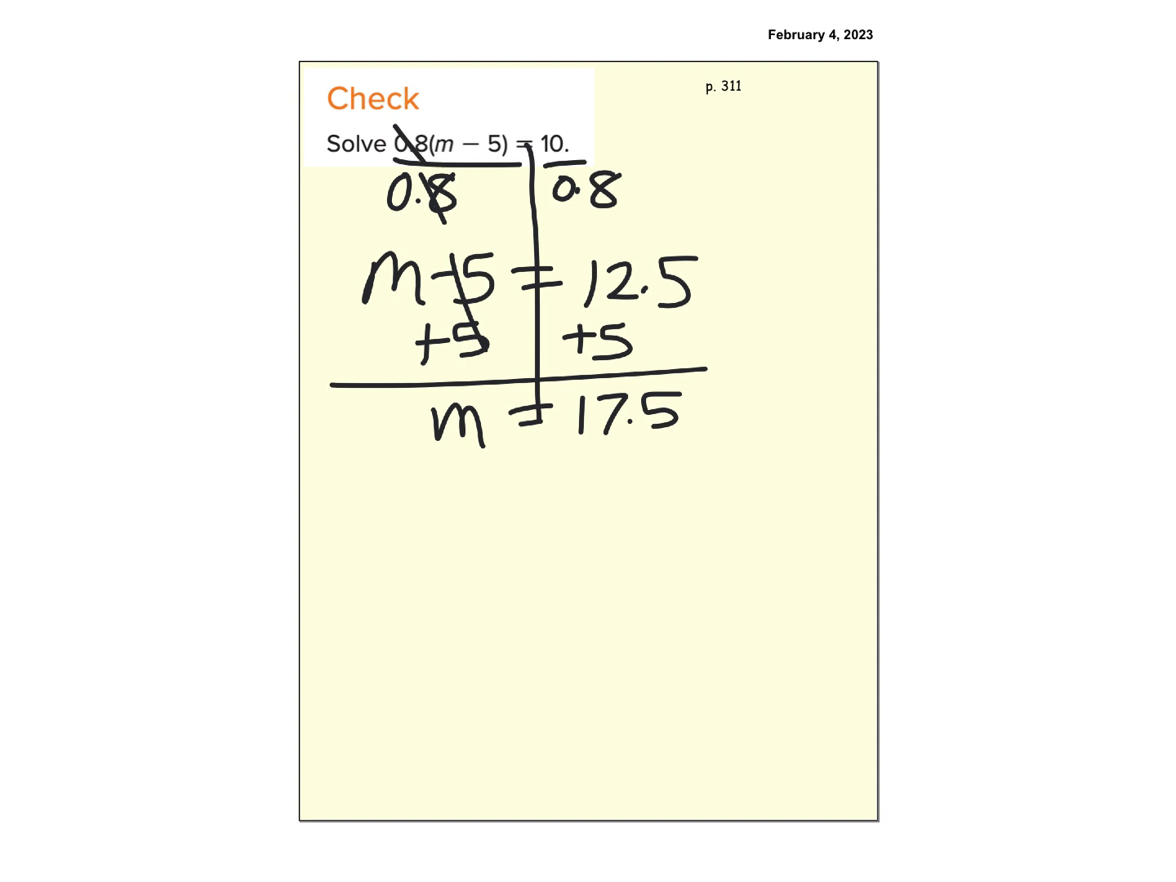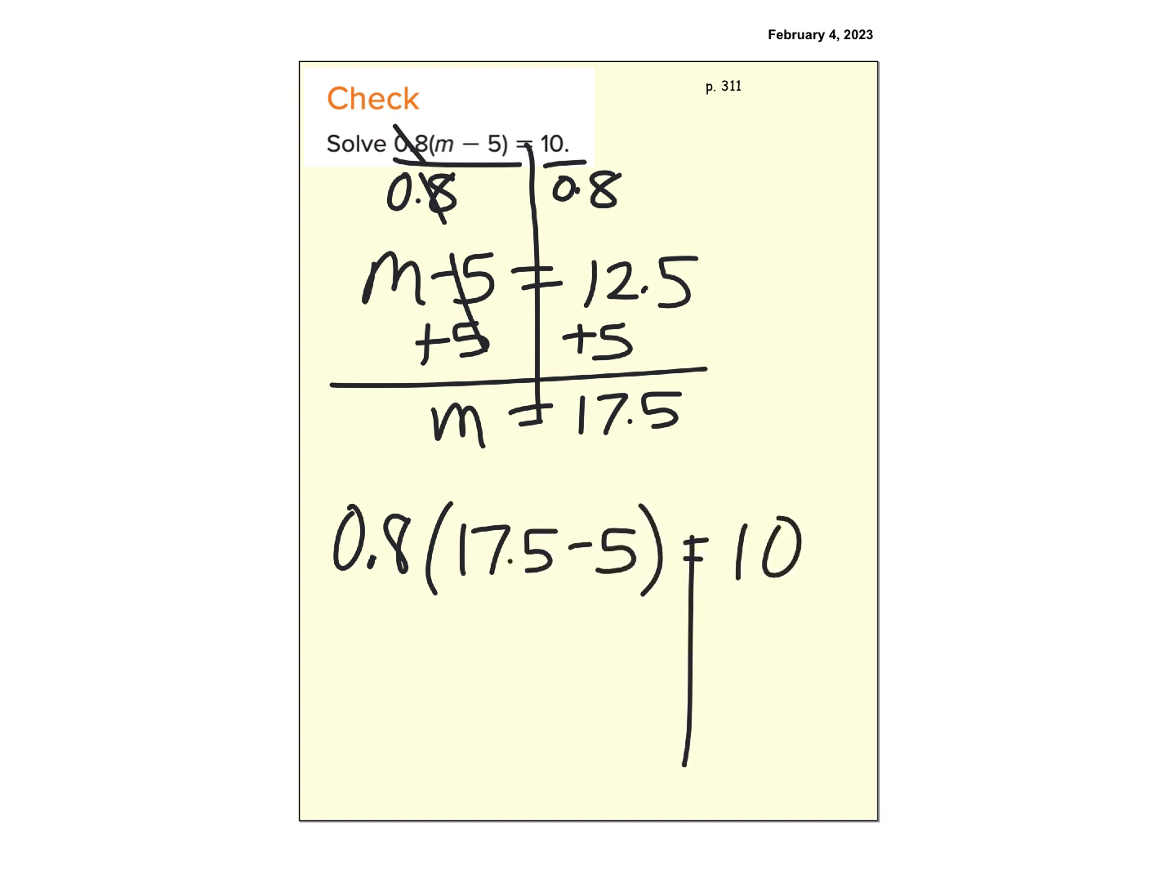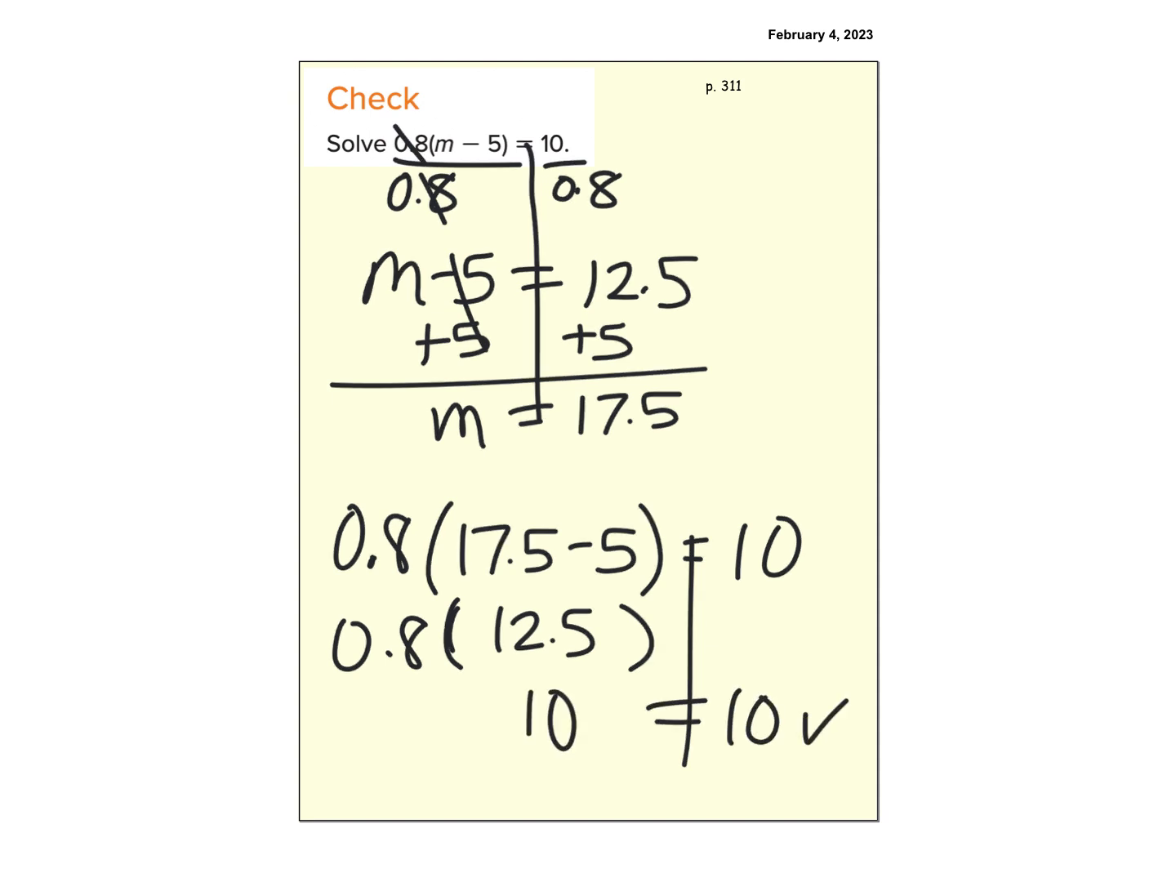Okay, now let's do a check. So to do a check with a decimal problem, I'm going to write 17.5 in parentheses instead of an m. I got 0.8 times 17.5 minus 5 equals 10. Okay, now I'm just going to solve this. So inside the parentheses, 17.5 take away 5 is 12.5. And then it says times 0.8. So then again, I have to do this on my calculator. 12.5 times 0.8. Oopsie, I did that wrong. And I end up with 10, so I get 10 equals 10. I know I did it correctly. So again, on these decimal problems, you have two options. You can distribute or you can divide right away.